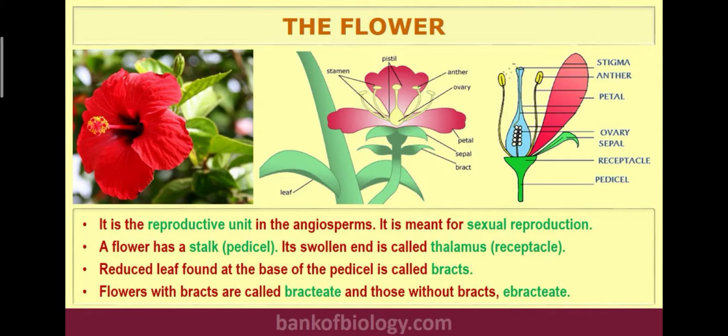A flower has a stalk, the pedicel. Its swollen end is called the thalamus. As we all know, they have a pedicel which is swollen at the end, called the thalamus. A reduced leaf found at the base of the pedicel is called a bract. Flowers with bracts are called bracteate and those without bracts are called ebracteate.